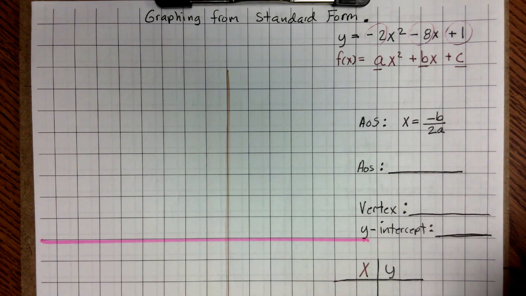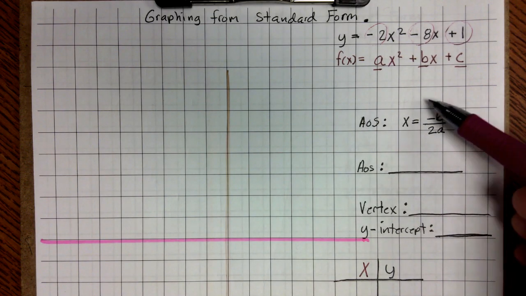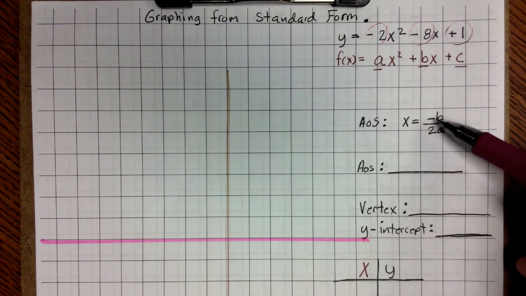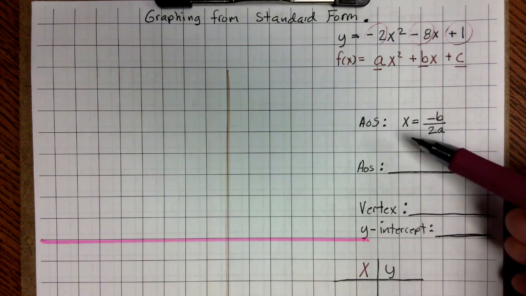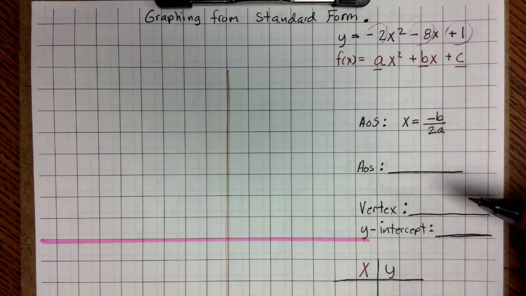Now, in order to start with this, I think the easiest way to start is to go ahead and just graph your axis of symmetry. And we can actually use this formula right here, x is equal to -b over 2 times a, to find the x value for the axis of symmetry. So I recommend that's where you start.